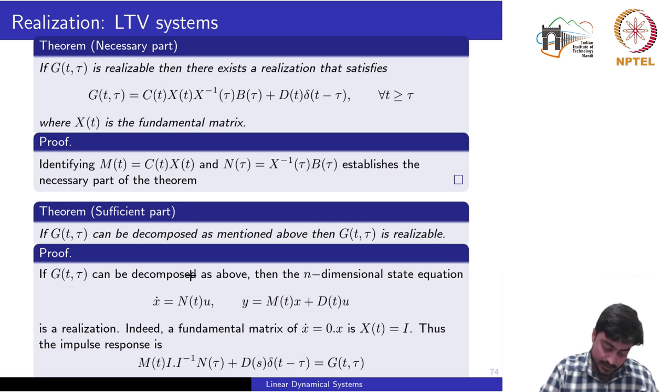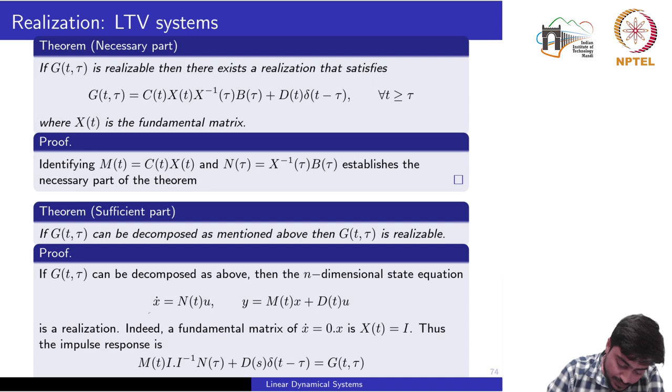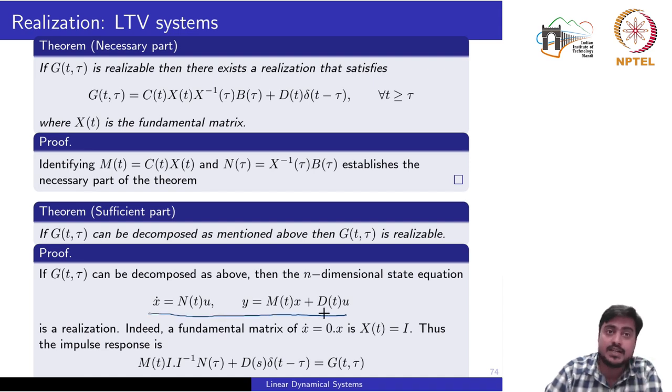We have the proof of this one, that if G(t, tau) can be decomposed as above, then the n-dimensional state equation is given by this. Okay, so here we are introducing a state space representation of the time varying matrix. Note that the state matrix is 0. There is no matrix which is being multiplied by the state variable. So we have x dot is equal to N(t) into u, and the output equation is given by M(t) into x plus D(t) into u.